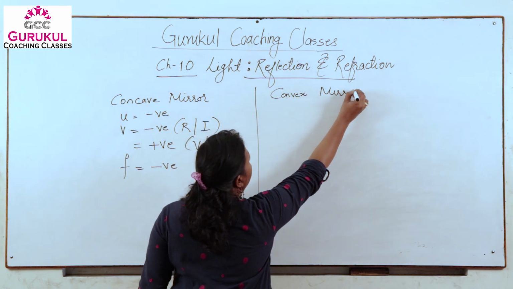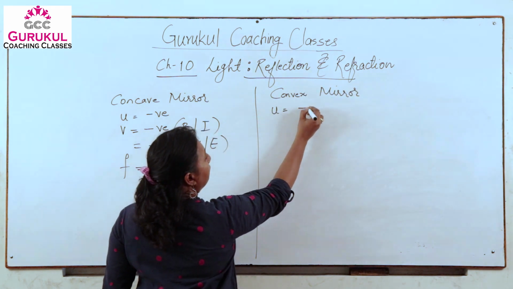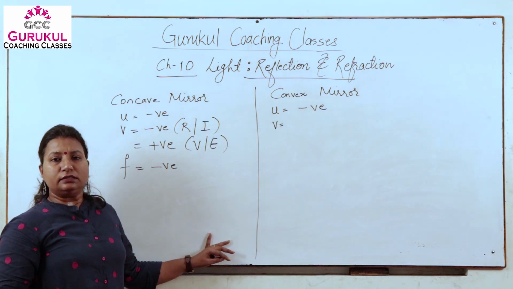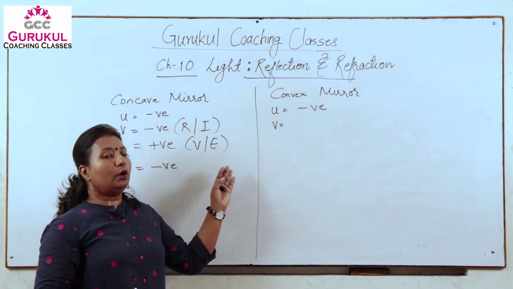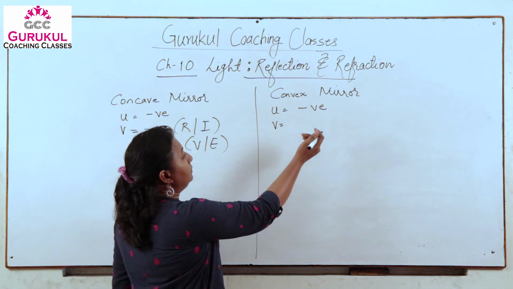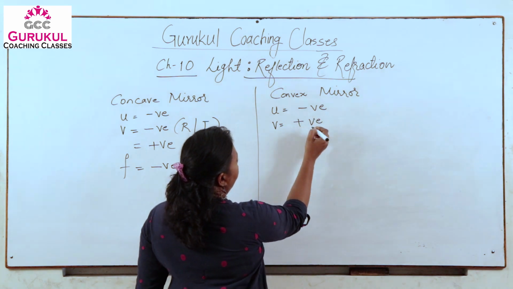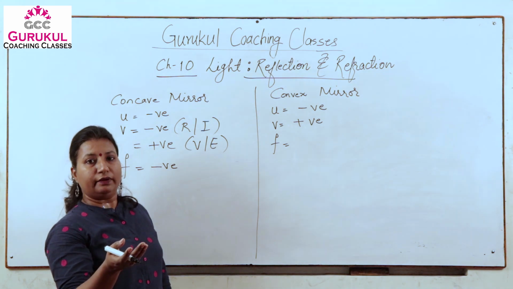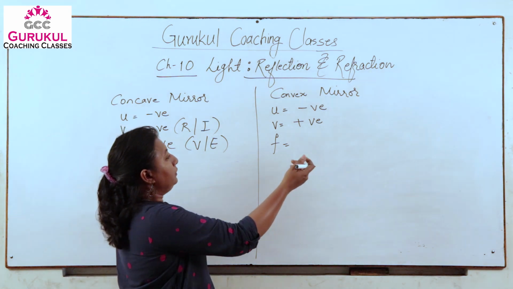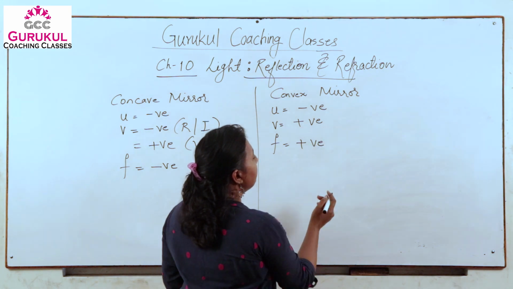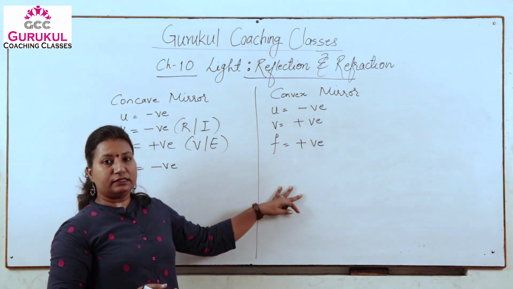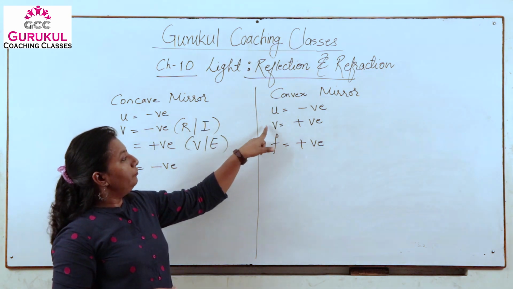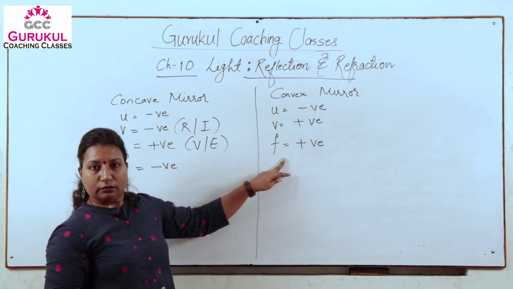Convex mirror: U is negative. V, it is always giving us a virtual and erect image which is forming behind the mirror, so it is always positive. The focus of the convex mirror is behind the mirror. It is a virtual focus, so it is always positive, meaning it is coming in the direction of the incident ray. So in case of a convex mirror, U is negative, V is positive and F is also positive.